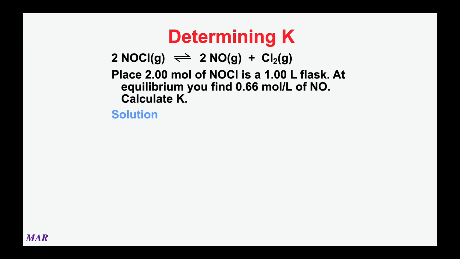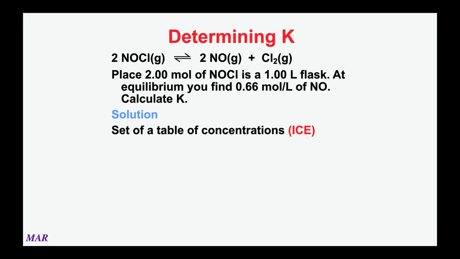So in this problem, we start with 2 moles of NOCl in a 1 liter flask. And at equilibrium, we find that the NO concentration is 0.66 moles per liter. We can use this information to calculate the value of K, okay? And K, remember, is just a number. It's going to be products divided by reactants. We have to describe what K is, but we also want to make sure that we use the equilibrium concentrations of products and reactants. We don't want to use the initial ones.